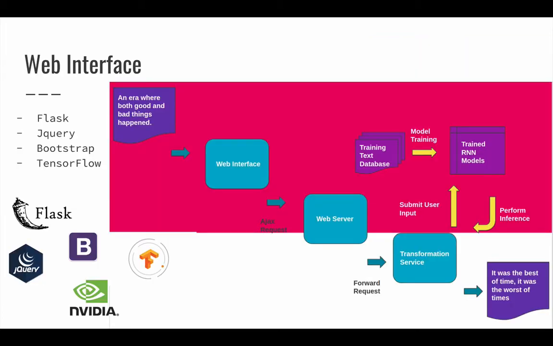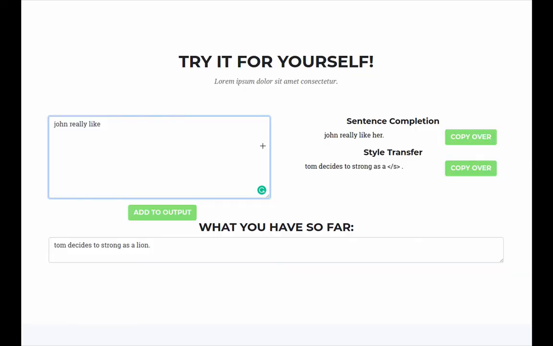We then build a web application on top of our trained style transfer and text prediction recurrent neural networks using the stack of Flask, jQuery, Bootstrap for styling, and lastly, our neural network library is TensorFlow. Here is the tool in action. We see that when the user inputs a partial sentence, the sentence completion portion finishes the sentence for him or her, and the style transfer model transfers it into a different style.